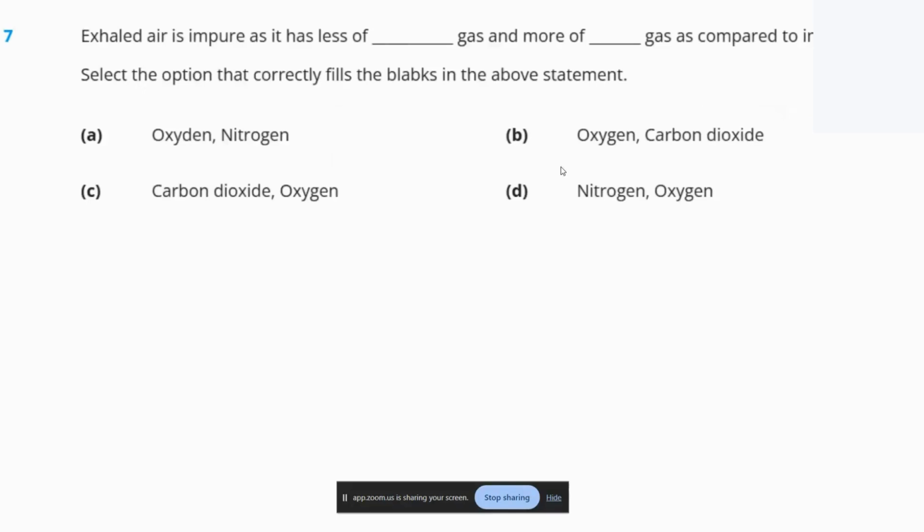Exhaled air is impure as it has less of blank gas and more of blank gas as compared to inhaled air. Now you have to select the option correctly filling the blanks in the above statement. Exhaled air will have less of oxygen and more of carbon dioxide gas. So option number B is our right answer. The first blank is oxygen, the second blank is carbon dioxide.